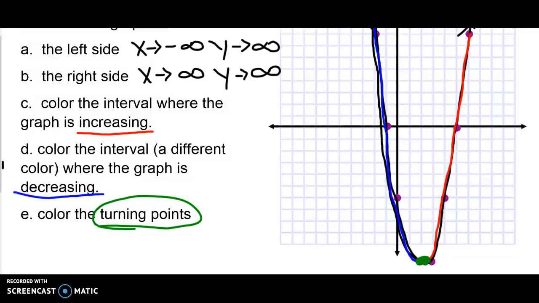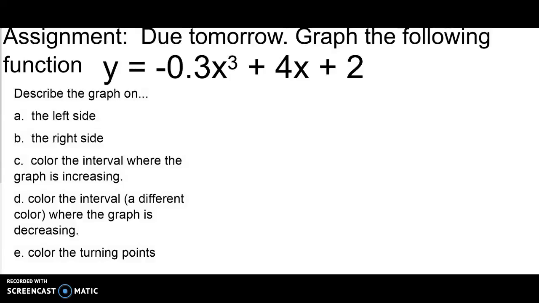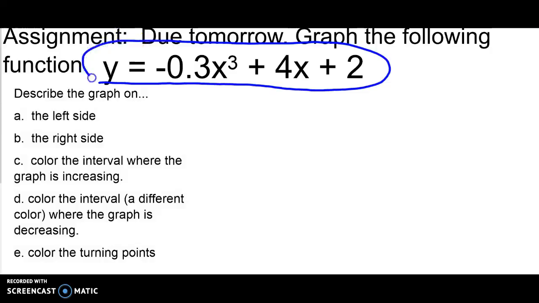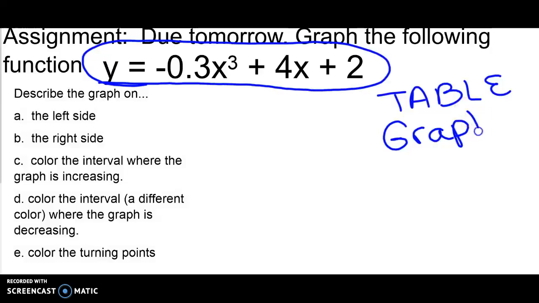But for your assignment today, I want you to use your graphing calculator, and I want you to graph this function right here. Y equals negative 0.3x cubed plus 4x. Go in your table and plot some points. Go on your graph, and I want you to graph it. And then I want you to describe your graph on the left side, the right side, increasing, decreasing, and turning points. So I'm going to erase all this so you can go ahead and get started on that.